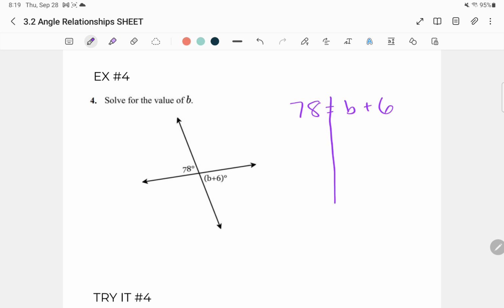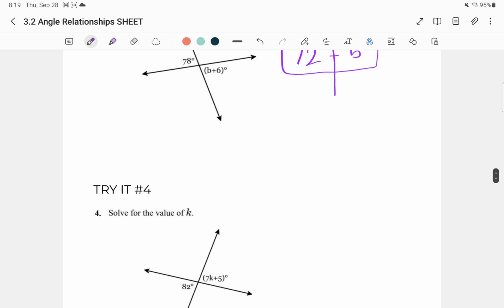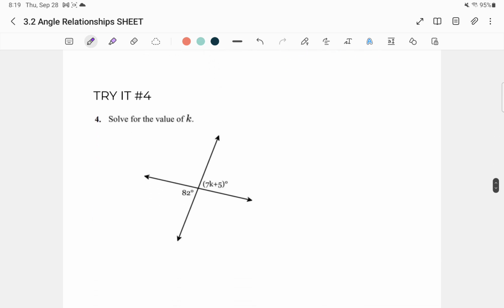We're going to draw our line down the equal sign. If I want to get b by itself, I say, what's the opposite of plus 6? That is minus 6. So I can cancel those out. I'm left with b on the right, and 78 minus 6 is 72. So b is equal to 72. We don't have to put degrees because it's not 72 degrees. It's just 72 plus 6. The whole angle is actually still 78 degrees. So go ahead and pause the video and try it number 4.